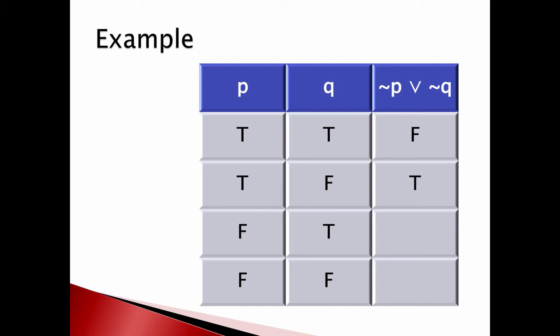P is false, Q is true. So not P is true, not Q is false. So again, we end up with a true or false, and all we need is for one of the two to be true, for the or to be true, so we get a true statement. And the last one, false for the P and false for the Q would turn into true for not P and true for not Q. So my statement would be true or true, which is definitely true.